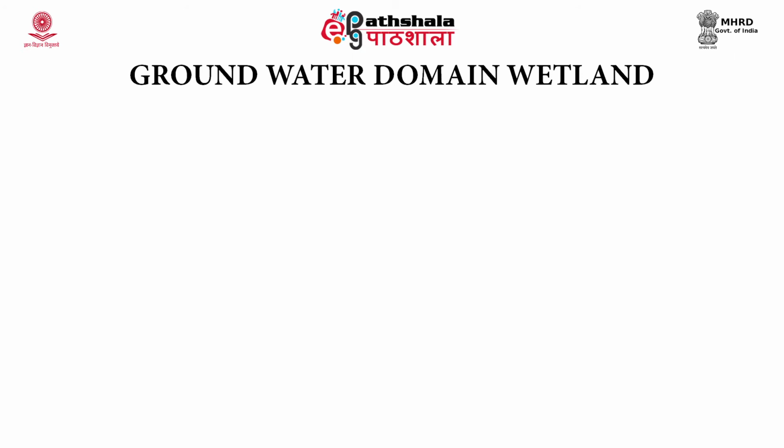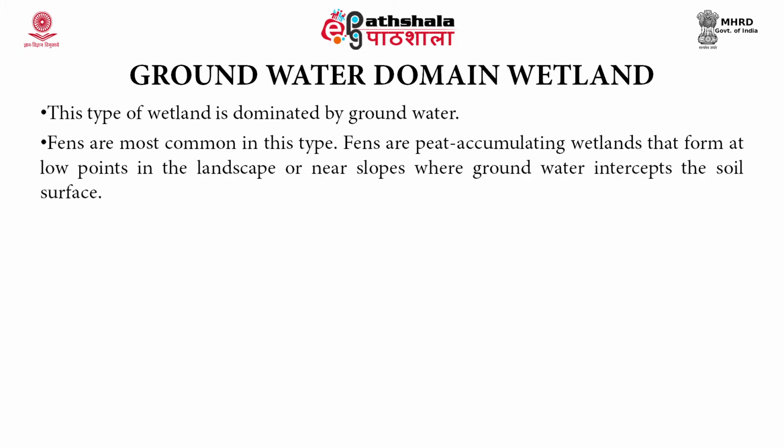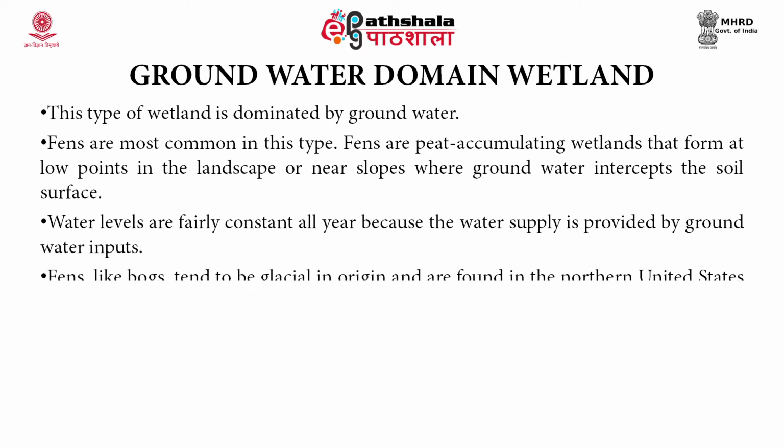Next is the groundwater domain wetland. This type of wetland is dominated by groundwater. Fens are the most common in this type. Fens are peat accumulating wetlands that form at low points in the landscape or near slopes, where groundwater intercepts the soil surface. Water levels are fairly constant all year because the water supply is provided by groundwater inputs.